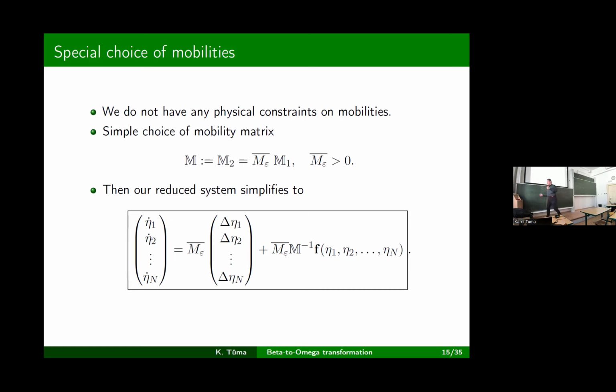I do not want to comment on it more in this talk. So what we just say is that M1 is related to M2 just by some positive constant. And if we do this, we can easily compute what is M1 inverse times M2, and we get this evolution equation for the volume fractions.